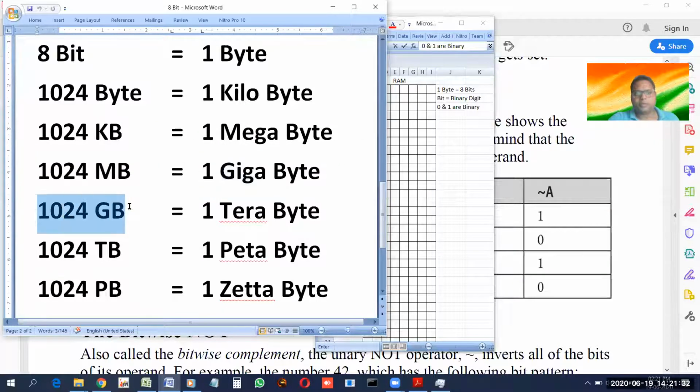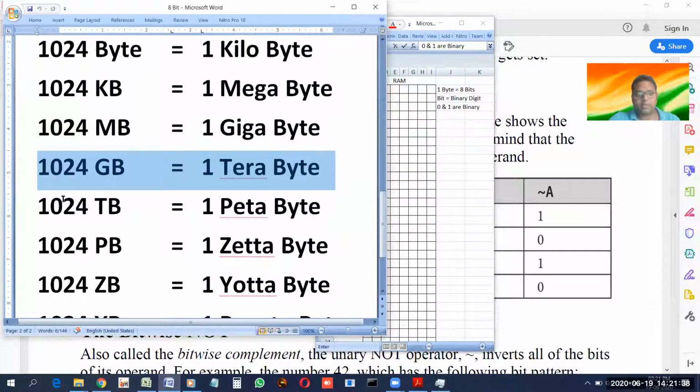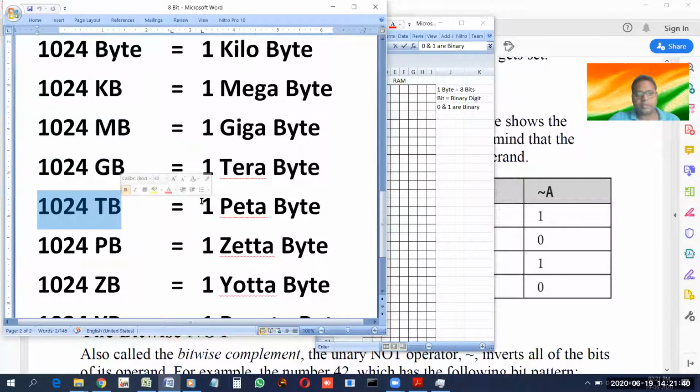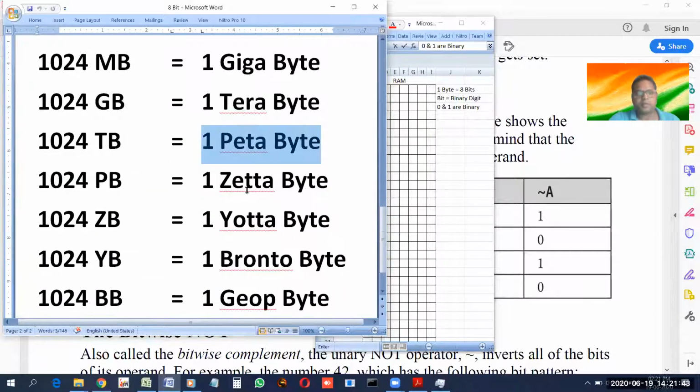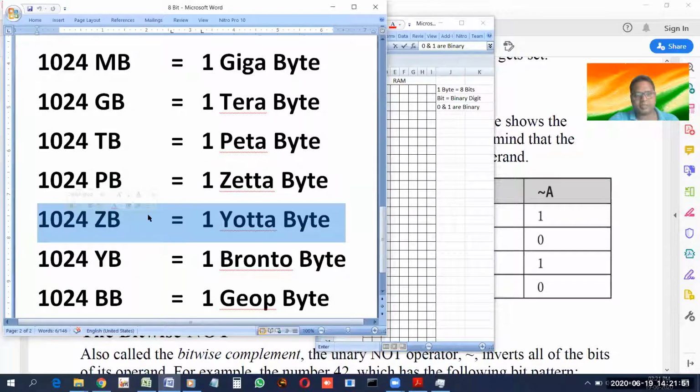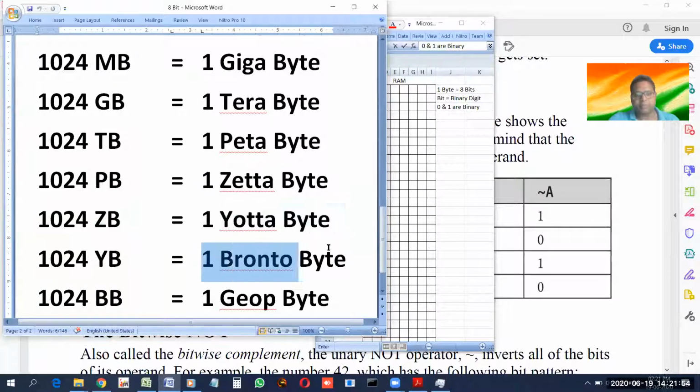Most of you know about this. GB, you know. Even 1 TB, most of the people know this. But what comes after terabyte? So 1024 terabytes make 1 petabyte. See how big these things are. 1024 petabytes make an exabyte, then zettabyte. After zettabyte comes yottabyte, brontobyte. These are extremely, extremely, extremely large capacities. And 1024 of those make 1 geobyte.